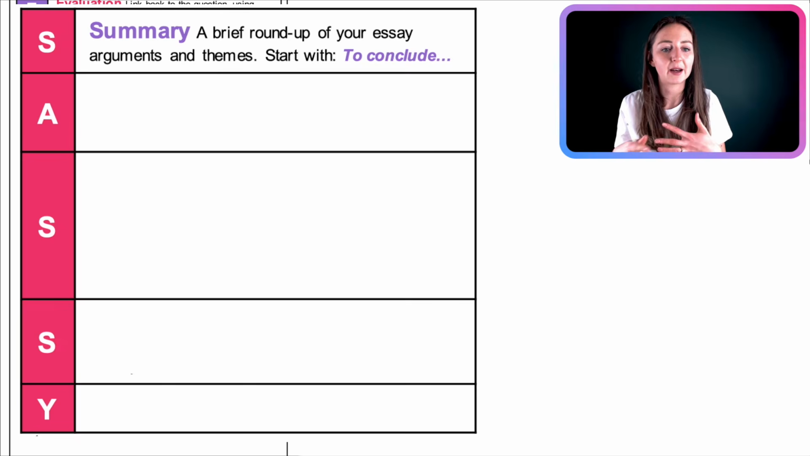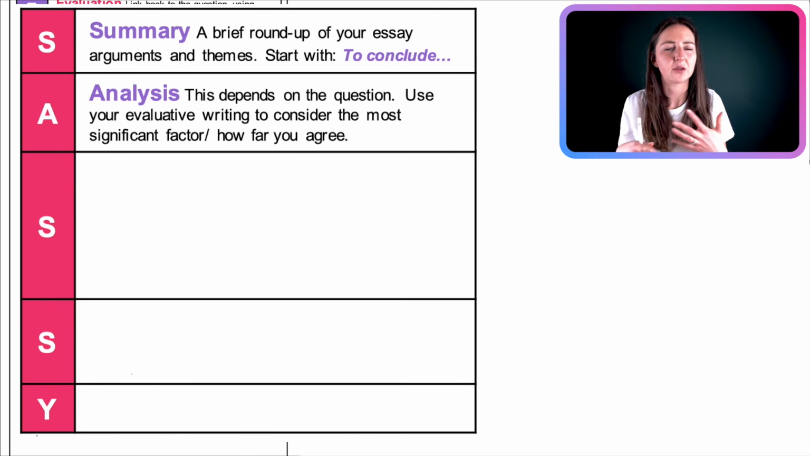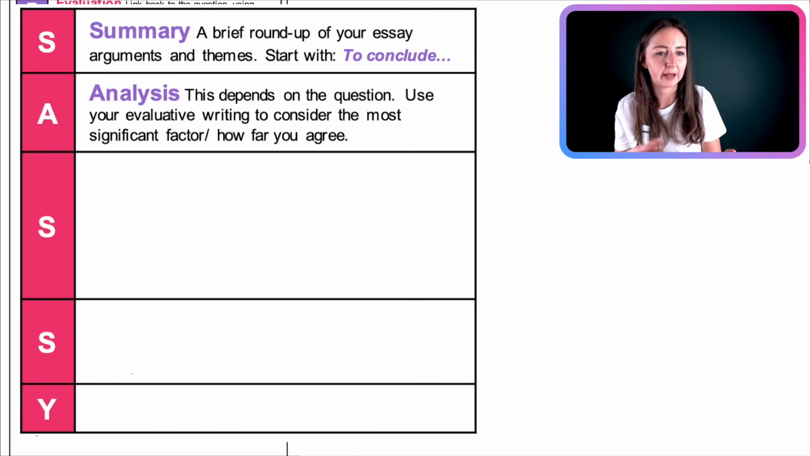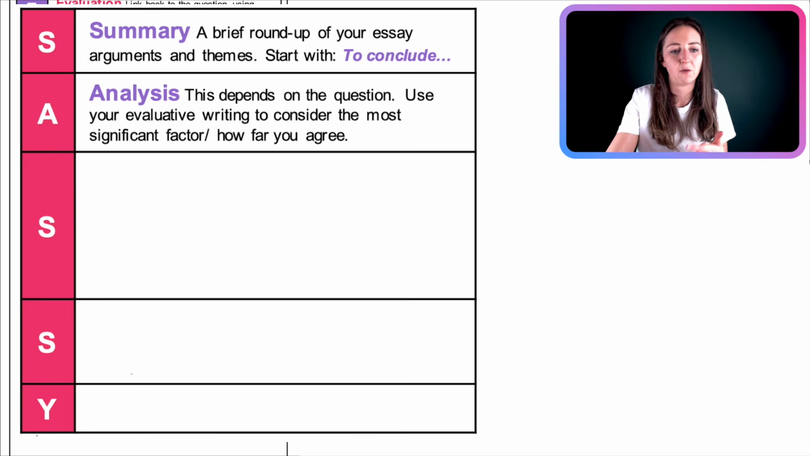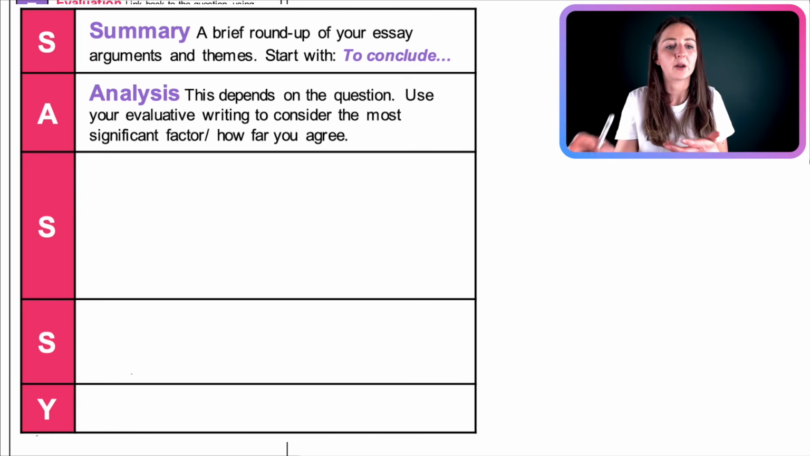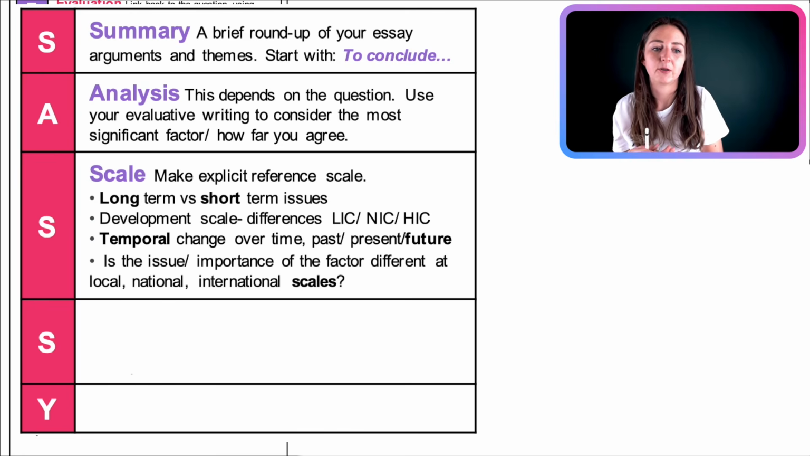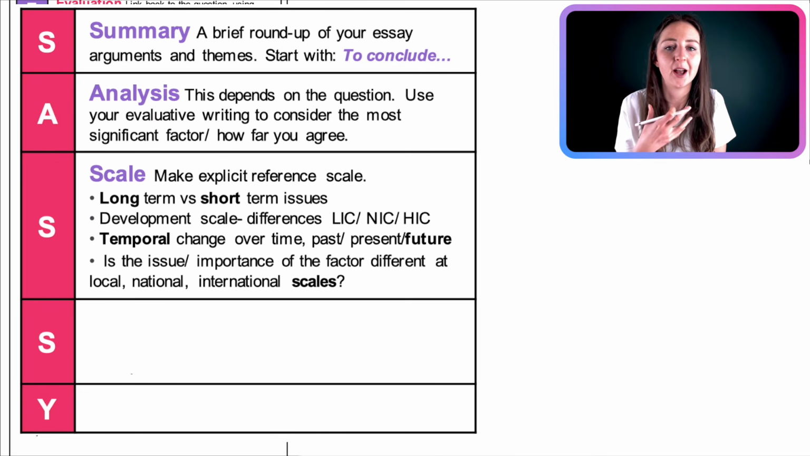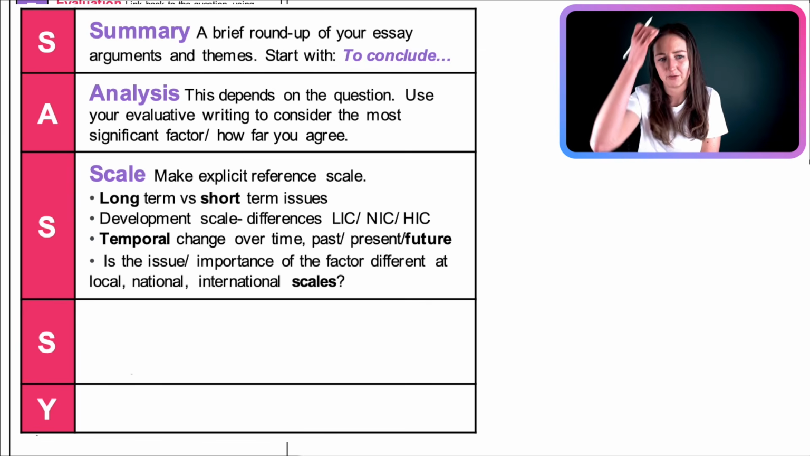Then you want your analysis. So this depends on what you've been writing for evaluative writing. So what is the most significant factor? This is also your application back to the exam question as well. How far do you agree or disagree? Now, if you remember one S from SASSY, I always say this is the most important S to remember. So you want to think about scale. And if you can write an explicit reference to scale in your conclusion, then really, trust me, it's so good. This can also be used as evaluative writing throughout as well.